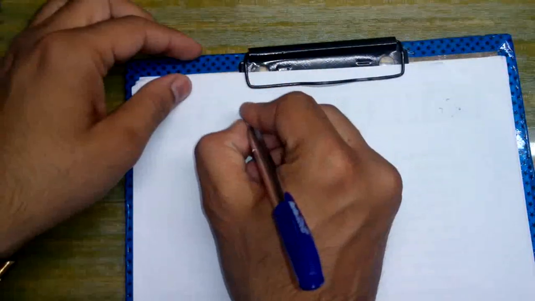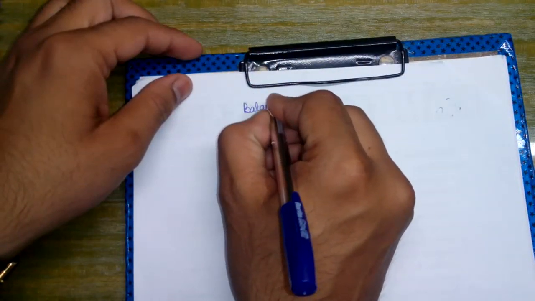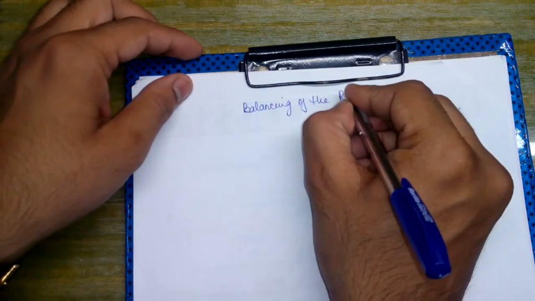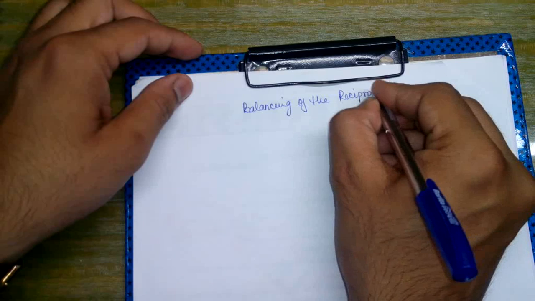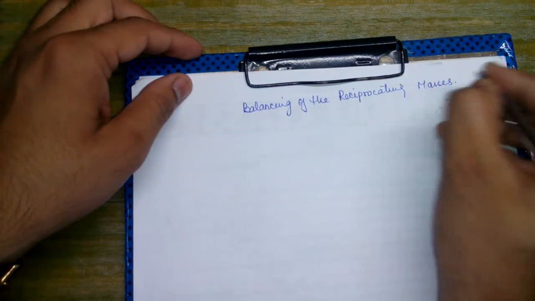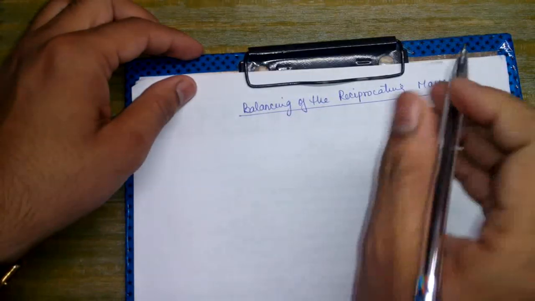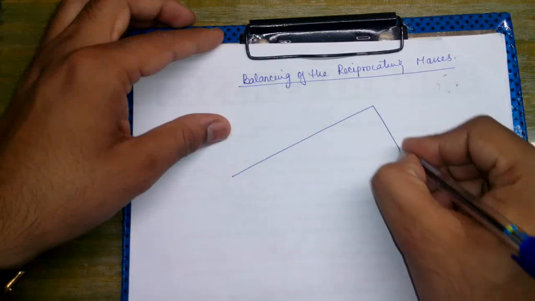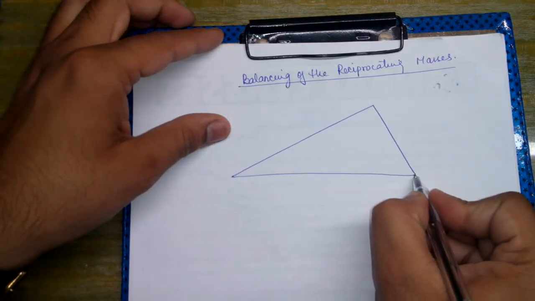Now we will start with the balancing of the reciprocating masses. Balancing of the reciprocating masses. Before starting this topic, I would like to draw the single slider crank mechanism.